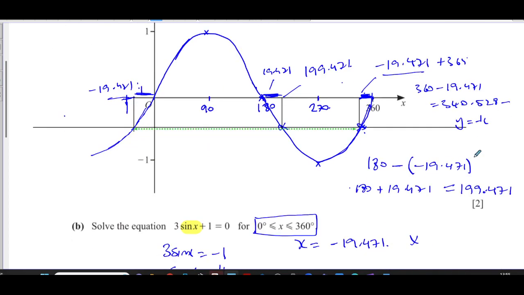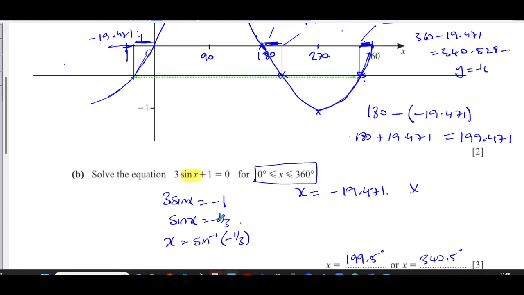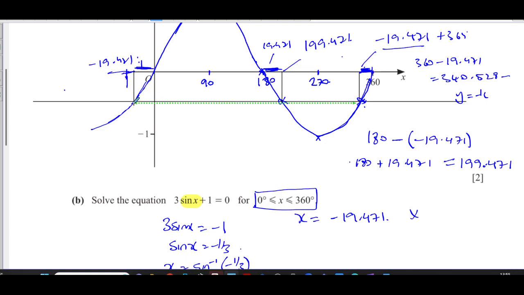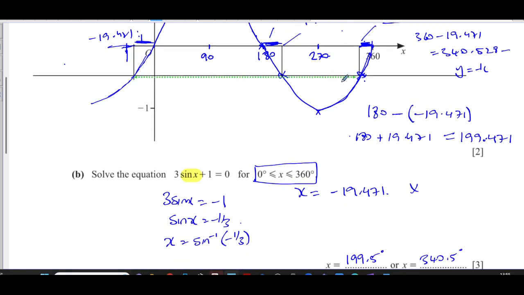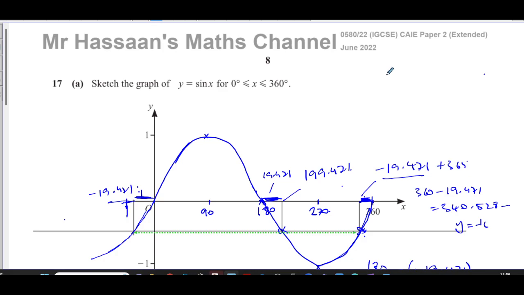Okay, so that's how you deal with these types of sine curve questions where you end up with a negative value when finding the ratio, and that will lead you to a negative angle, which you don't include in your answer if the range is between 0 and 360. You find the first angle by doing 180 minus the angle that the calculator gave us, and the next angle you find by adding 360 to it. And you can think of it all in terms of symmetry if you want to as well, and that's fine. So that concludes question number 17 from June 2022, IGCSE Cambridge Paper 2 Extended.